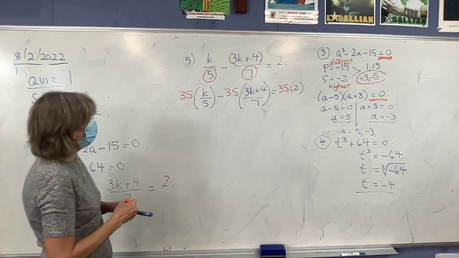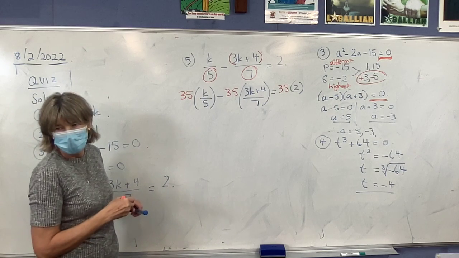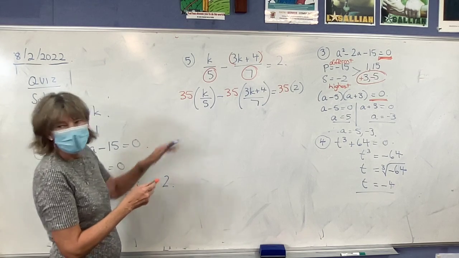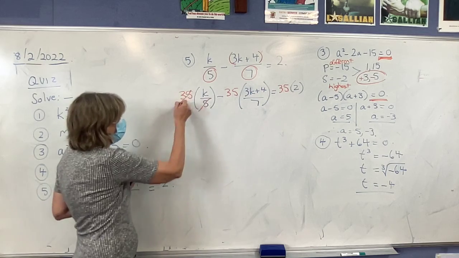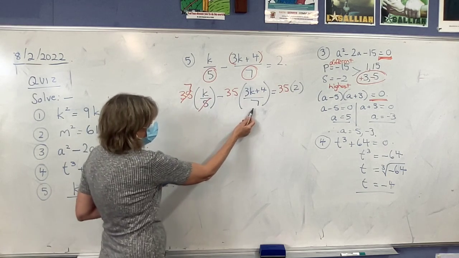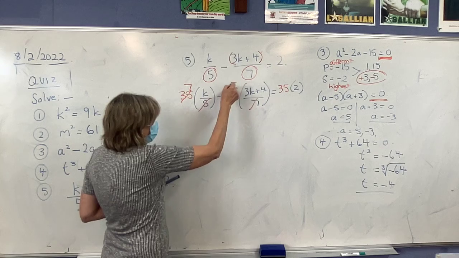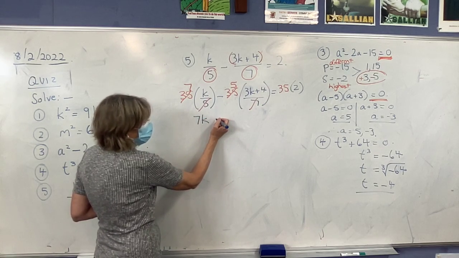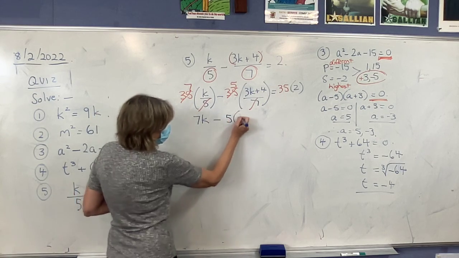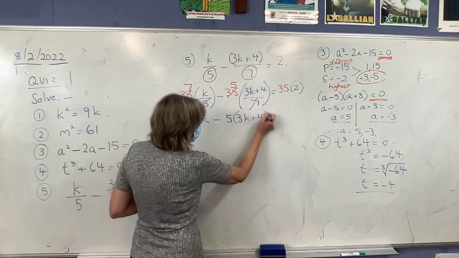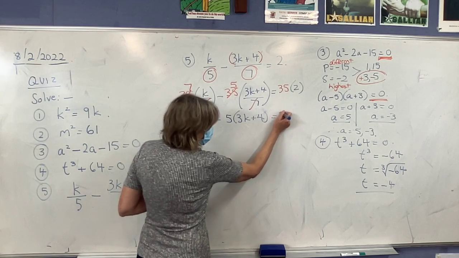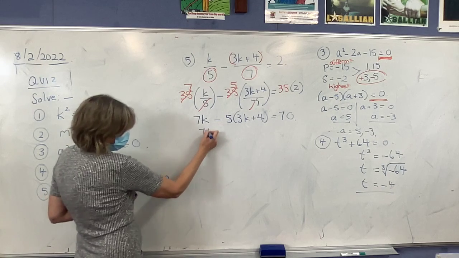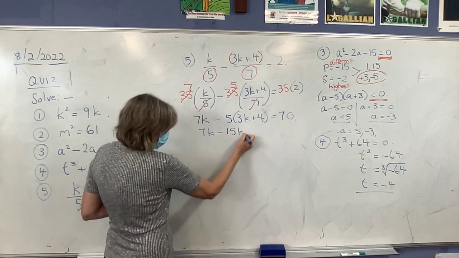So then you would do, for the next part, you would do the left, so the 35k over 5, you would do 7k. Yep, and here? And then there you would do 5 bracket 3k plus 4 bracket. Alright, so I'm writing 7k like you told me. What am I writing now? Minus 5 bracket 3k plus 4 bracket. Equals? Equals 70. Good. Continue. And then you would do 7k minus 15k plus 20 equals 70.